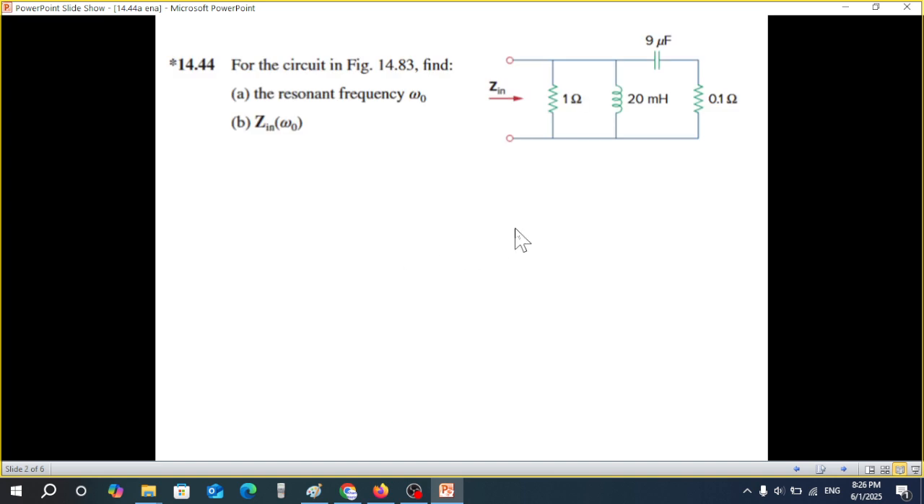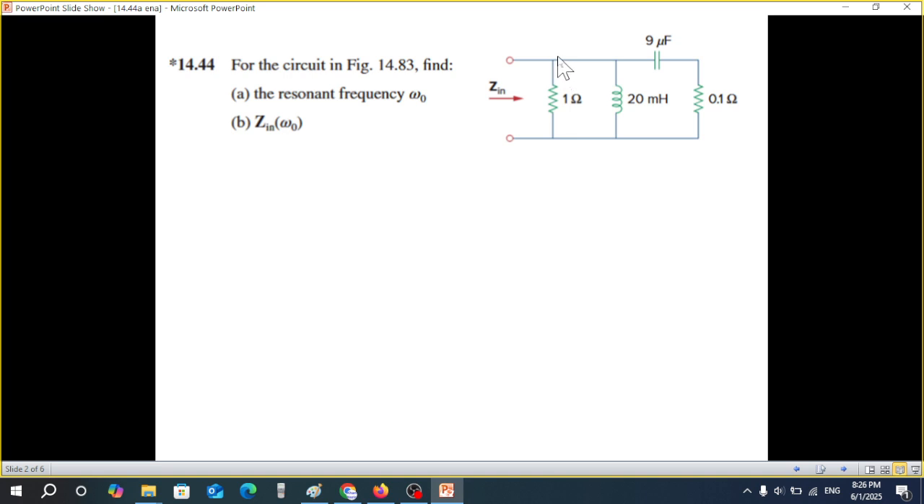So let's see the question. This is the circuit. We have to find the resonant frequency omega naught, and also we have to find the input impedance Z at the resonant frequency. So this is the circuit.